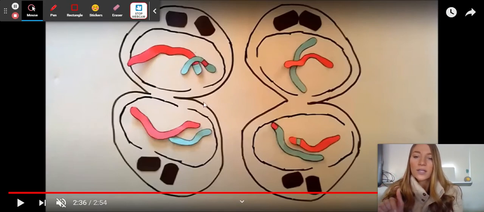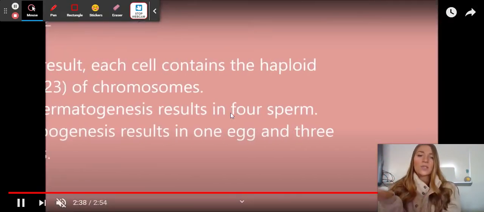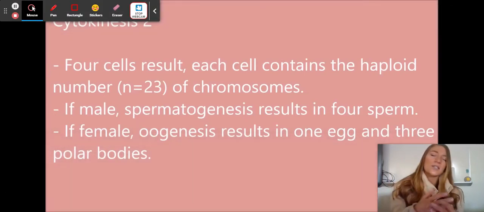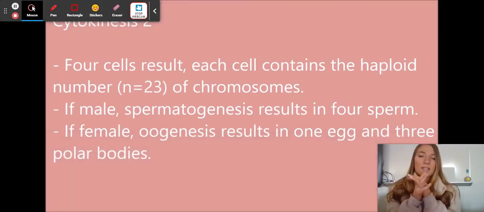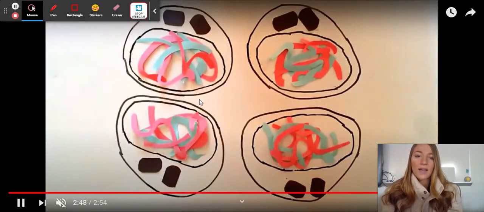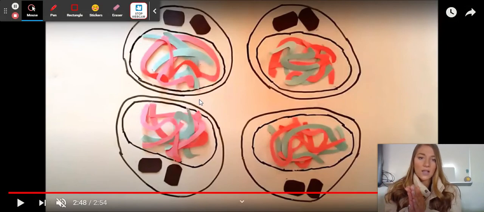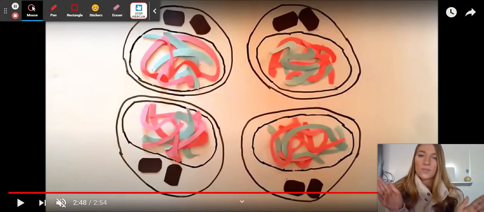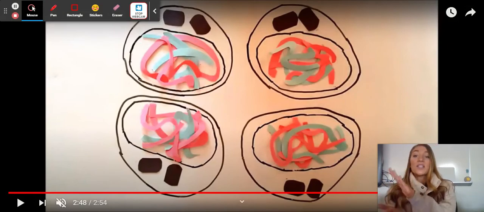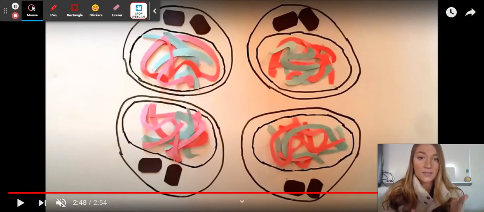So a new nuclear membrane is going to form around each of those chromosomes. The chromosomes are going to decondense, go back to spaghetti. Cytokinesis will split apart all 4 of those cells. So at the end of meiosis 2, we're going to have 4 daughter cells. Remember, daughter doesn't mean girls, just means new baby cells. Remember that these 4 cells are sex cells, gametes, eggs, sperm, and they are genetically different.